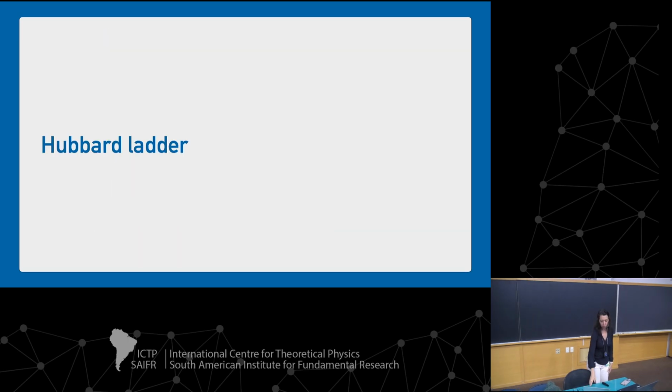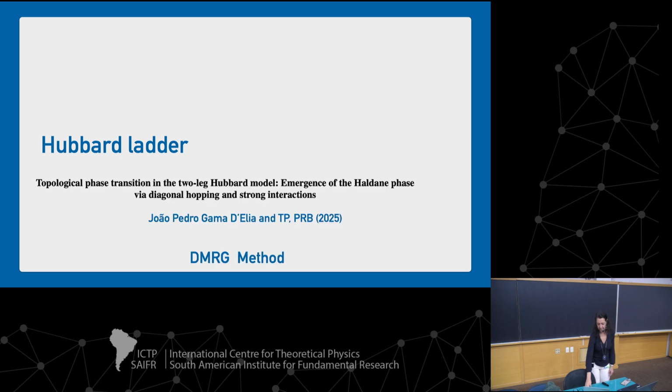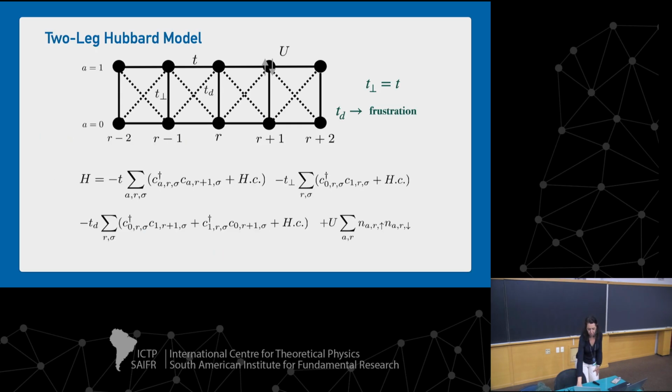So we decided to study a Hubbard ladder. And this is the work by João Pedro. He is a PhD student with me now. And what he studied is a two-leg Hubbard model that looks like that. We have hopping T along the legs, only 2 legs. We can have ladders with more legs, but here only 2. Diagonal hopping TD and a perpendicular hopping T perp. And this TD leads to frustration.